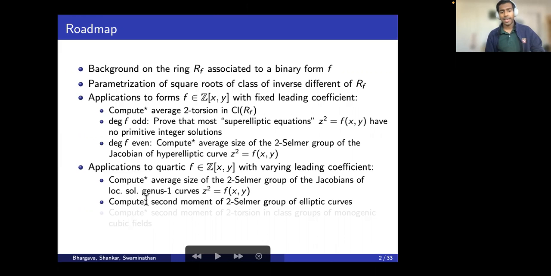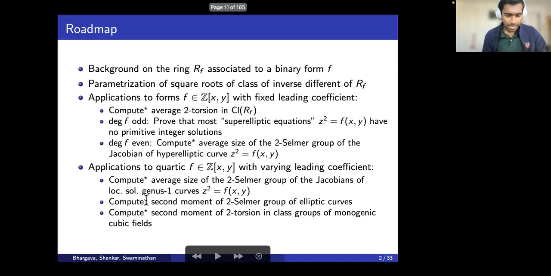And as a consequence of that, we're able to compute the second moment of the size of the two Selmer group of elliptic curves. And a very closely related problem to studying two Selmer groups of elliptic curves is studying two torsion in the class groups of monogenic cubic fields. That is, cubic fields where the ring of integers is generated by one element. And so we're also able to compute the second moment of that.